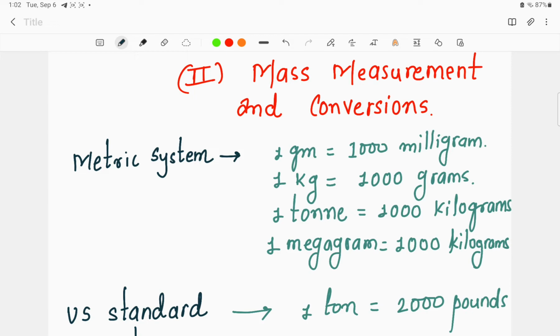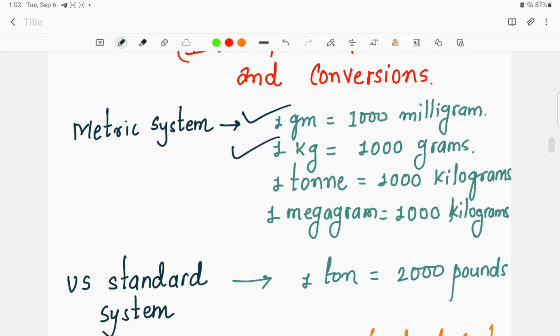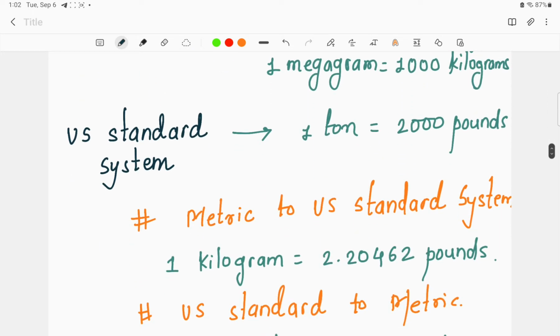Moving on to the 1 kg: 1 kg is equivalent to 1000 grams. 1 ton is equivalent to 1000 kilograms, and 1 megagram is equivalent to 1000 kilograms. From this metric system, these two conversions are important and must be kept in mind: 1 gram is equal to 1000 milligrams, and 1 kg is equivalent to 1000 grams. This can be asked in the examination directly in the form of statements.